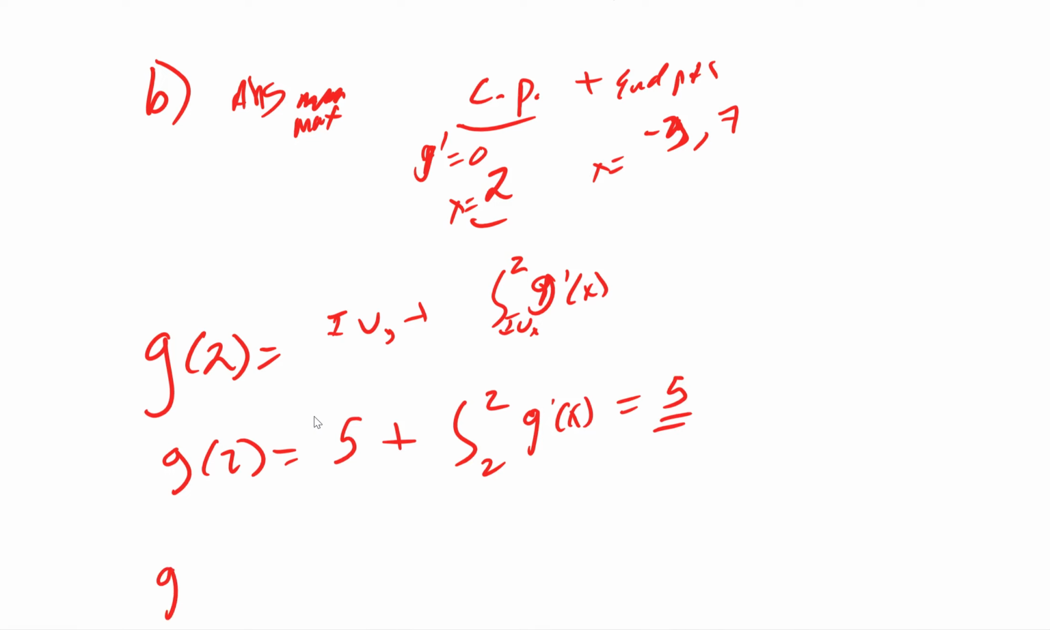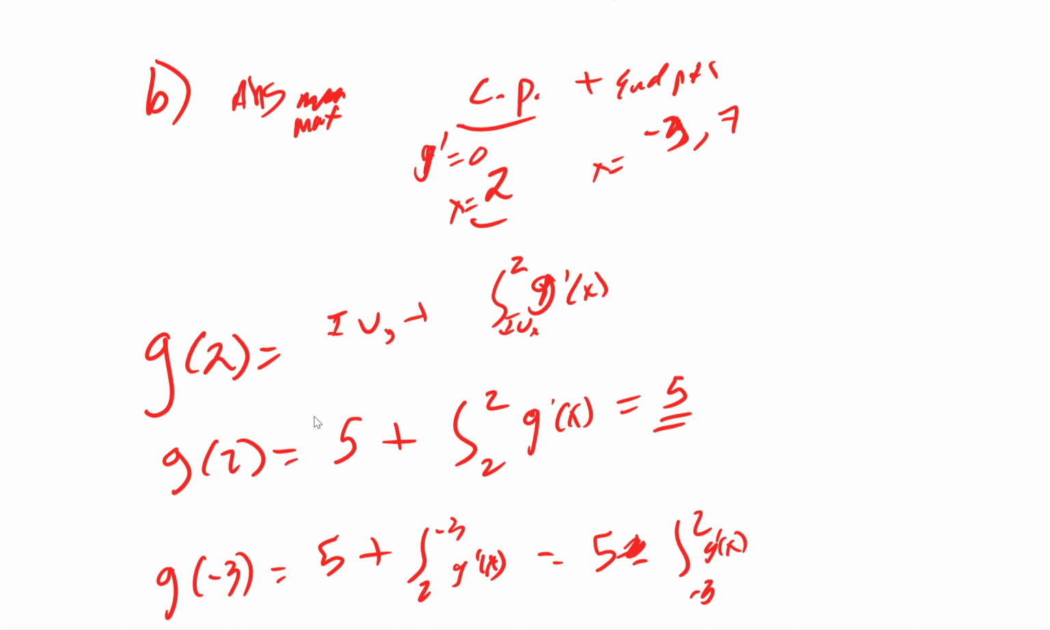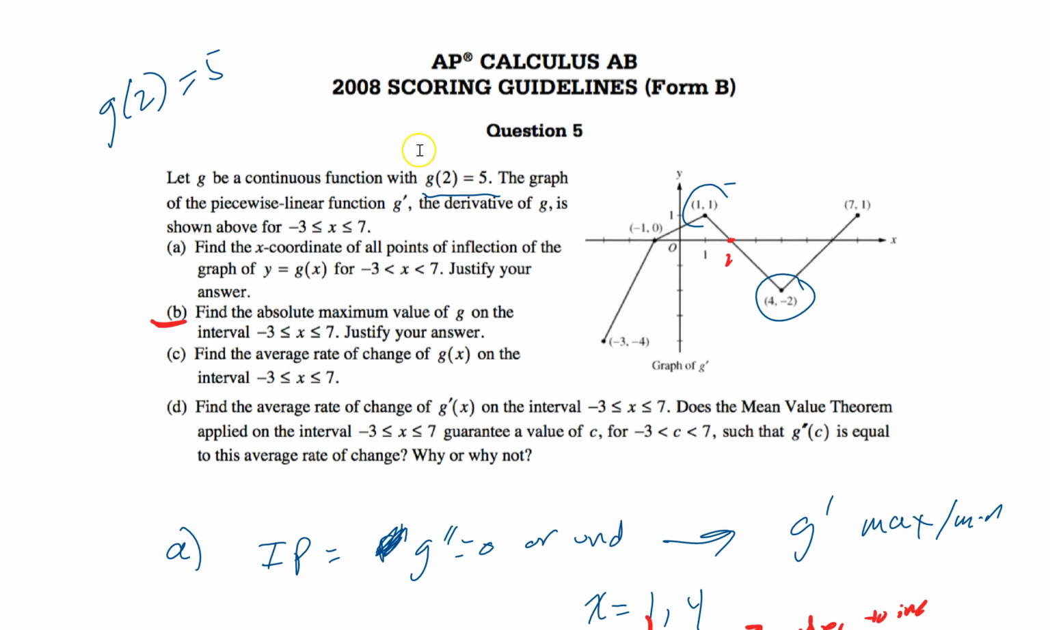And g of negative 3 is going to be 5 plus the integral from 2 to negative 3 of g prime of x. So again, we have to flip that because it's going the wrong way. So it's going to be 5 minus the integral from negative 3 to 2 of g prime of x. From negative 3 to 2, so from here to 2, that's the area of that triangle, which is negative, and the area of that triangle, which is positive. Actually, the whole triangle right there.